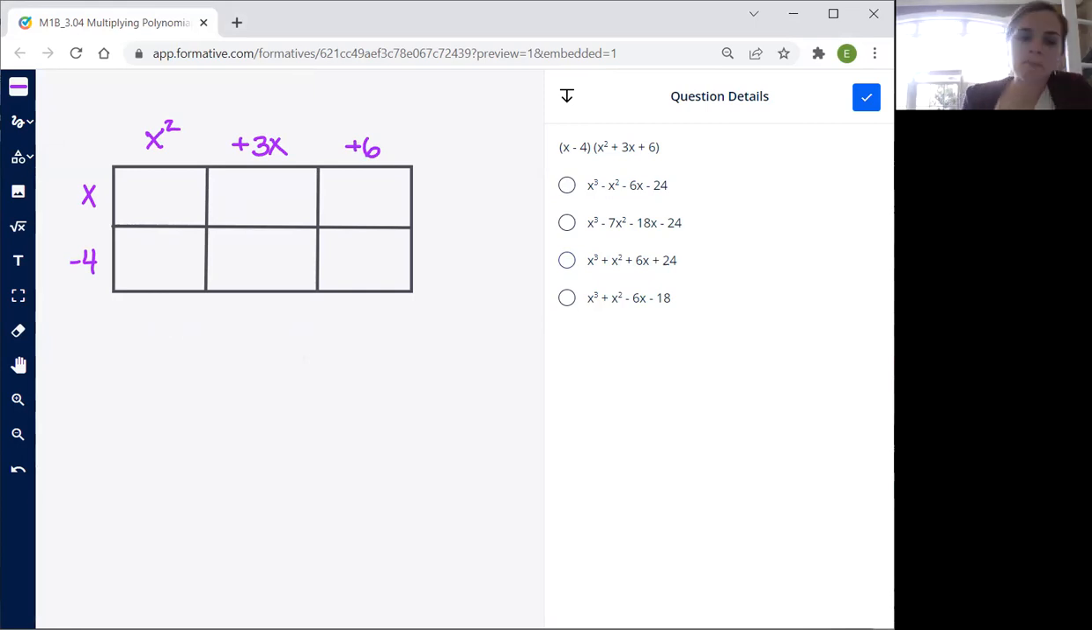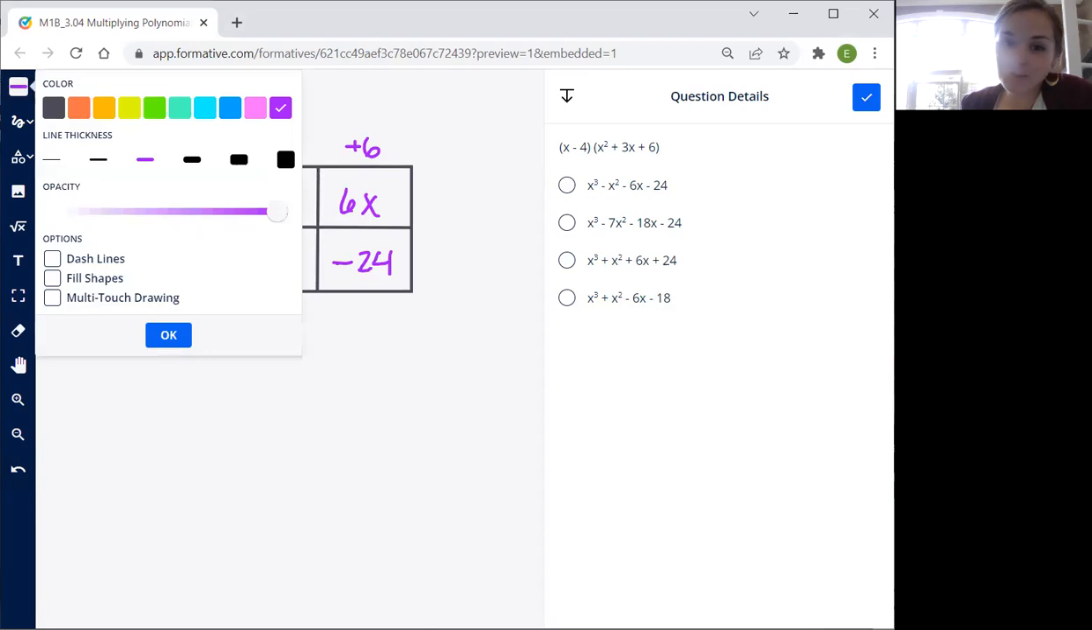So we get x times x squared, which is x to the 3rd power. Then x times 3x gives you 3x squared. x times 6 is 6x. Negative 4 times x squared is negative 4x squared. Negative 4 times 3x, negative 4 times 3 is negative 12, bring the x along. And negative 4 times 6 is negative 12. Not negative 12, negative 24.